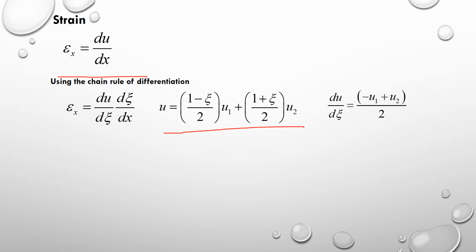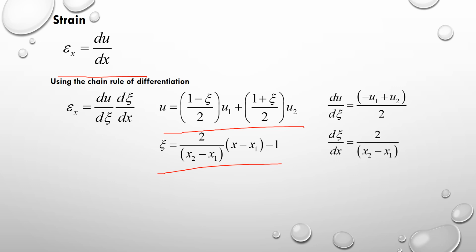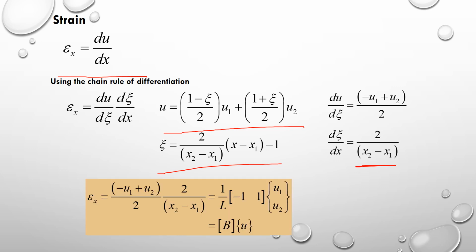So ∂u/∂ζ is equal to (−u1 + u2)/2. Similarly, ζ is given by the relationship between the natural and global coordinates. In this equation, we have to differentiate with respect to x. So ∂ζ/∂x is equal to 2/(x2 − x1). We can say that x2 − x1 is L, the length of the element, because x2 − x1 is the initial to final value. In other words, this is the length of the element.